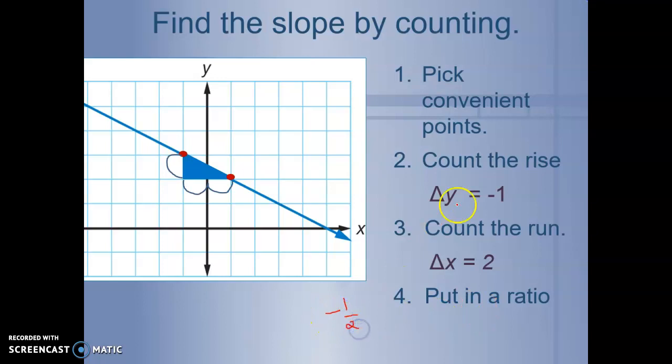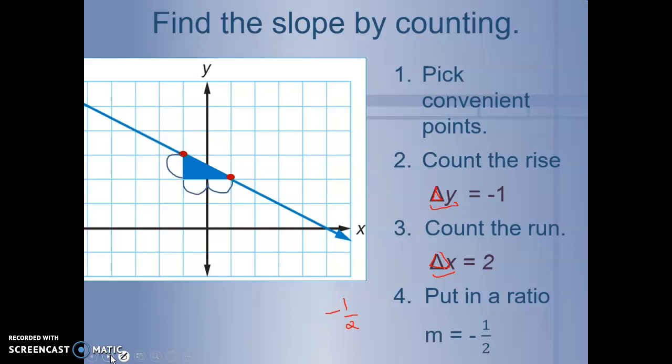This little symbol here, delta, is a triangle. It's a Greek letter delta. It just means change. So our change in x, or change in y. Our change in y was negative 1. We went down 1, and our change in x from left to right was positive 2.